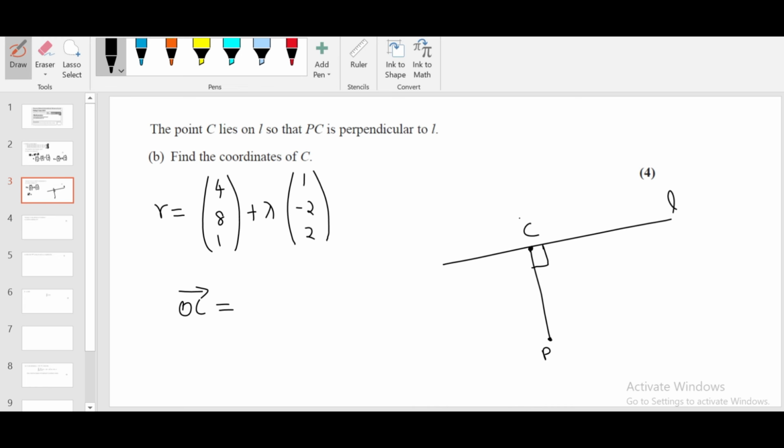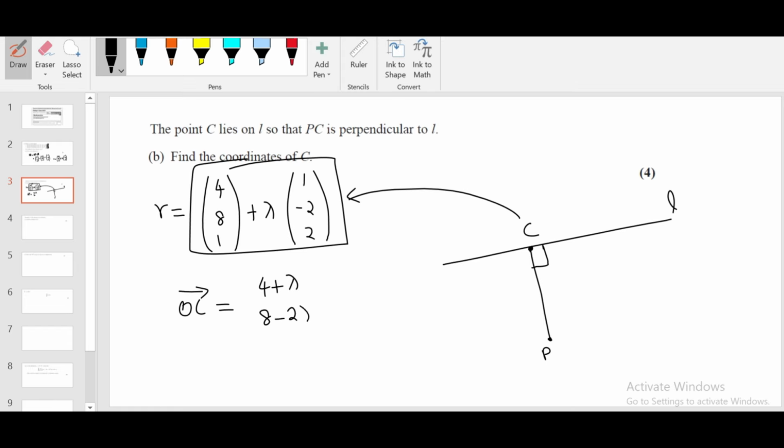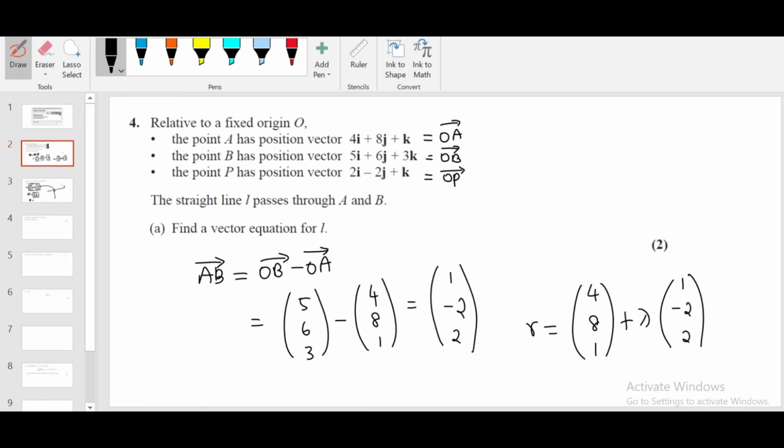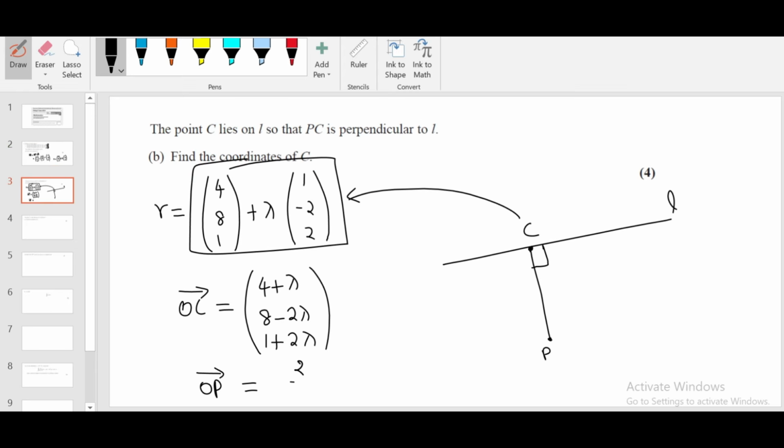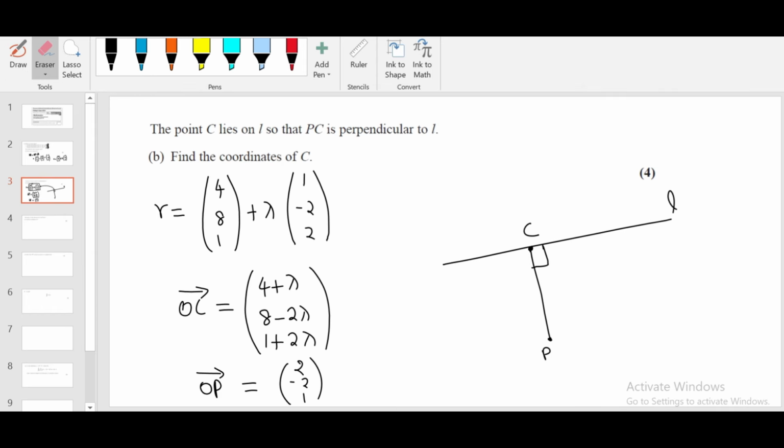Since the point lies on this line, this will be the position vector of any point. It's going to be (4 plus lambda, 8 minus 2 lambda, 1 plus 2 lambda). That's the position vector of C. And we already know the position vector of P given in the question, which is (2, -2, 1). Now listen to me carefully.